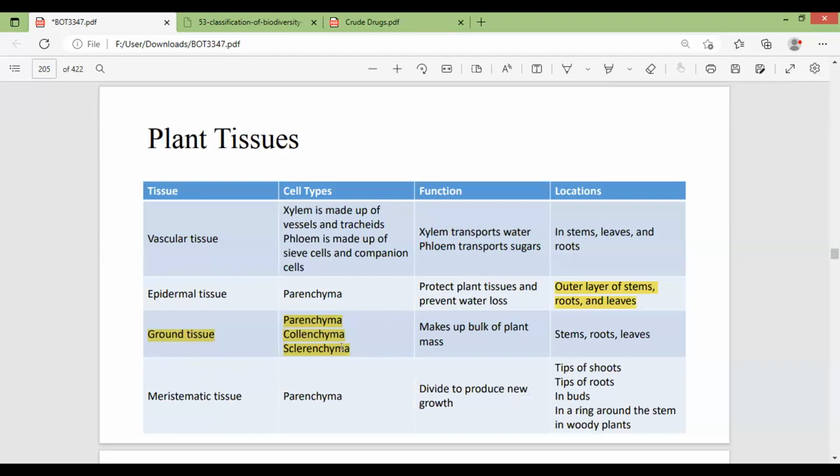Collenchyma, we said this one is for support, right? Sclerenchyma, transport and also support. Transport of water and nutrients, but also support. Those are the three most important tissues, and that will be the take-home message from plant tissues.